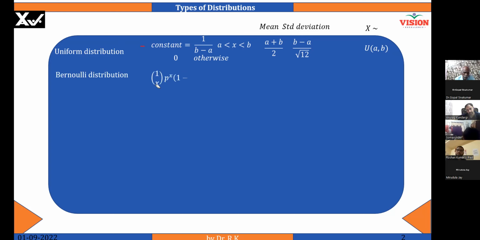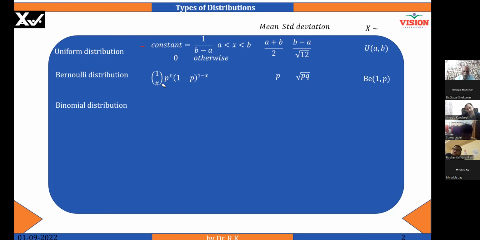Bernoulli distribution. Here, there are only two possibilities, right? P and Q, probability of head falling, tail falling. Bernoulli is probability of P, probability of Q. P means pass, Q means fail. So one result or the opposite result.